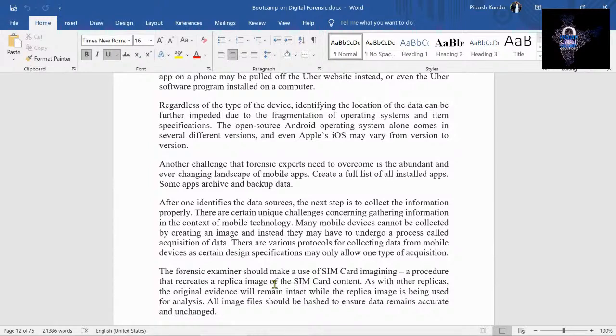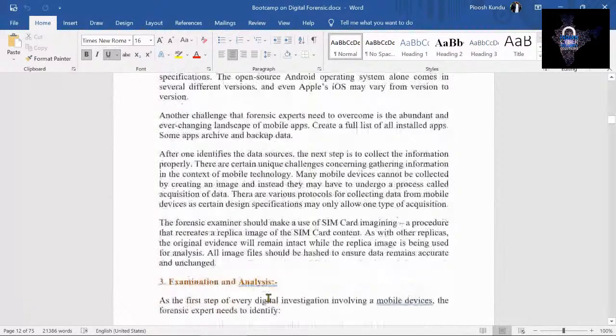Now, the forensic examiner should also make a SIM card image. If you produce and recreate replica images of the SIM card content, as with other replicas, the original evidence will remain intact. The replica image is also used for the analysis, and all the image files should be hashed to ensure the data remains accurate and unchanged.